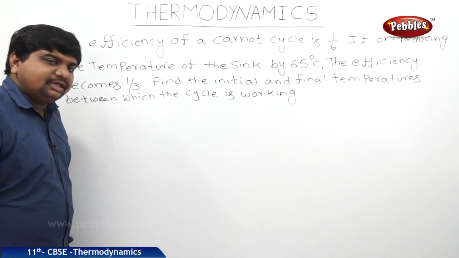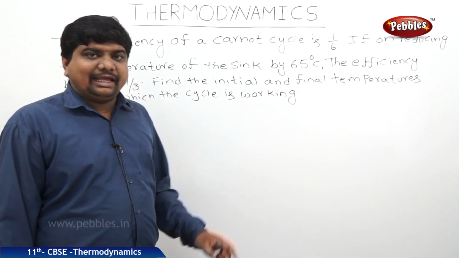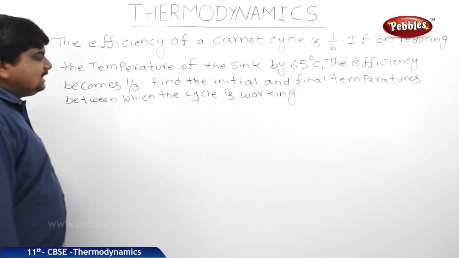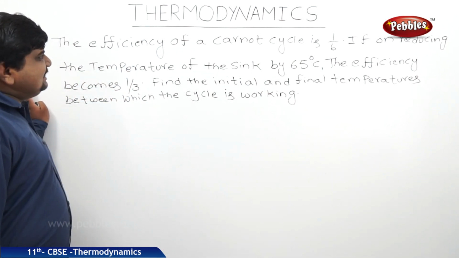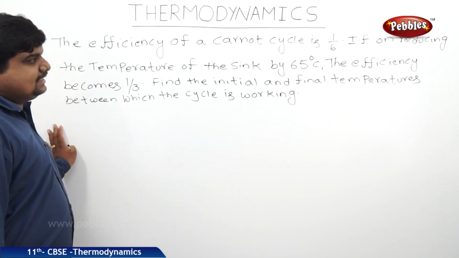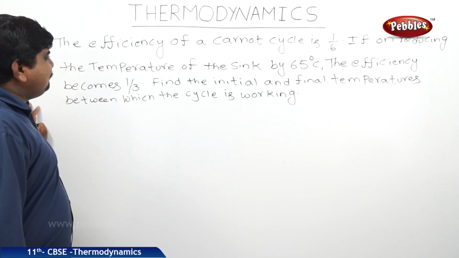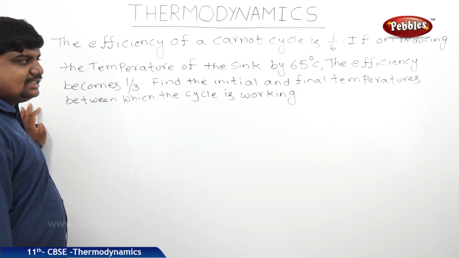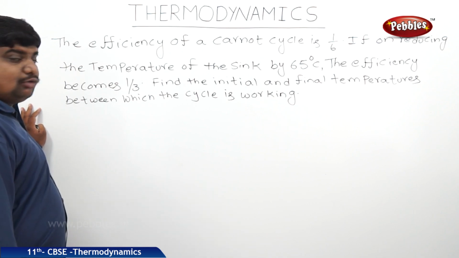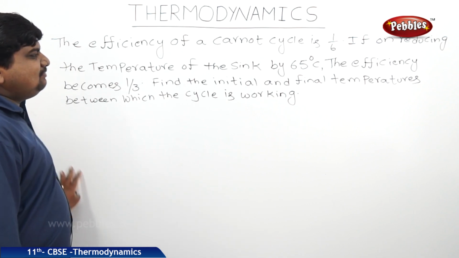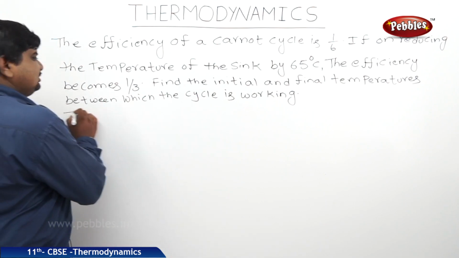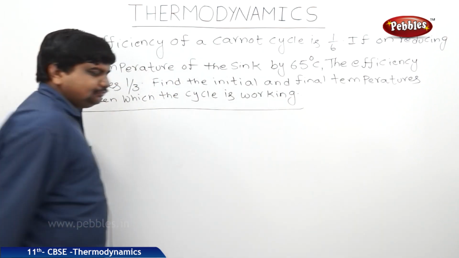This is one of the numericals which is based on the concept of Carnot's heat engine. If you see the content of the numerical, the efficiency of a Carnot cycle is 1 by 6. If on reducing the temperature of the sink by 65 degrees Celsius, the efficiency becomes 1 by 3. Find the initial and final temperatures between which the cycle is working.